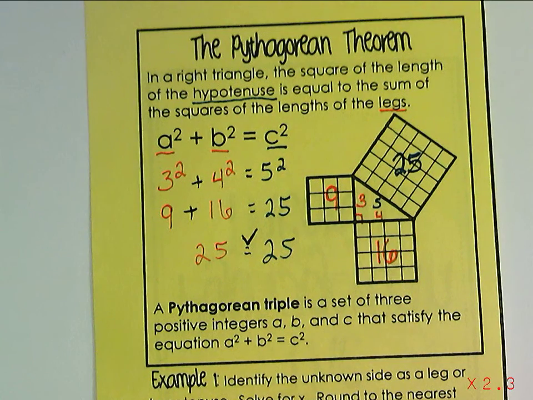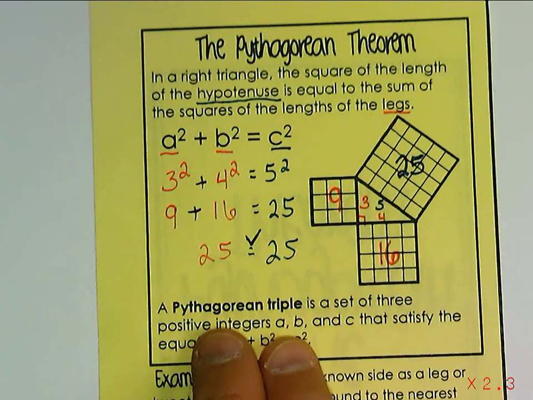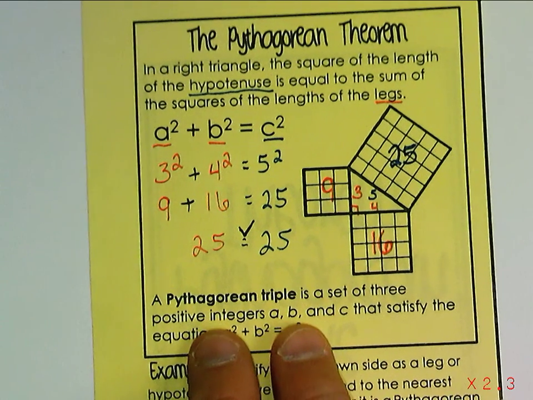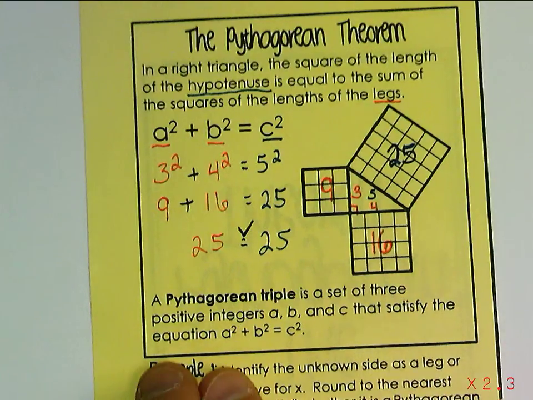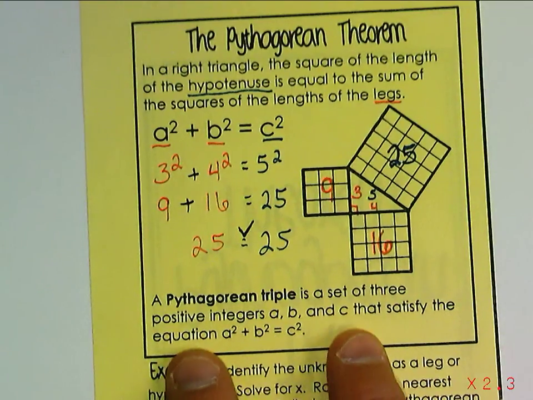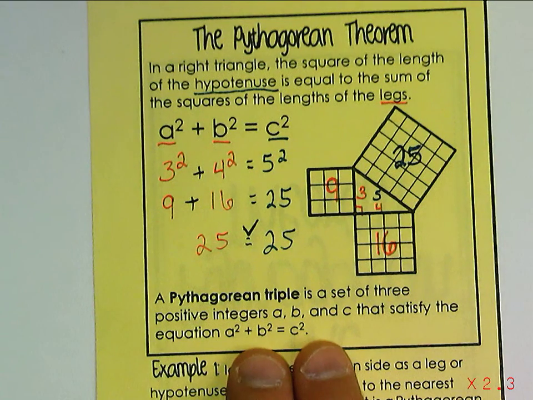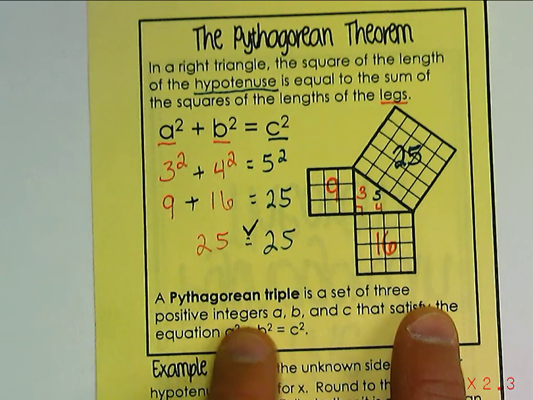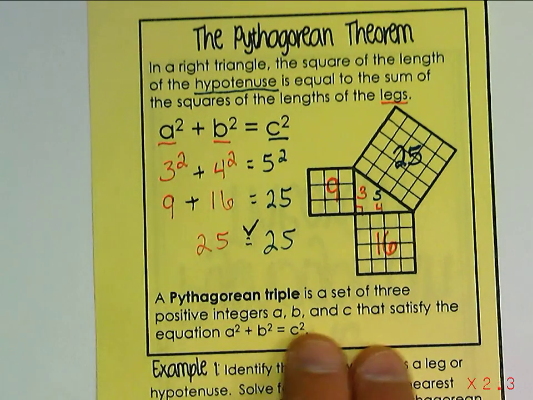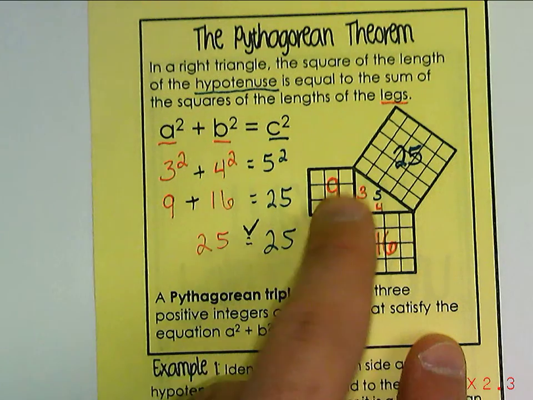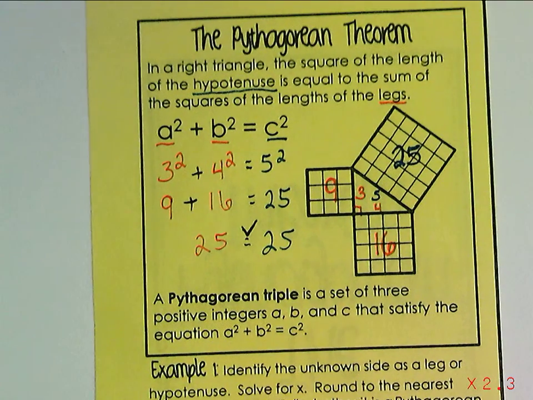And this is actually a special case which we call a Pythagorean triple. And a Pythagorean triple is a set of 3 positive integers, a, b, and c, that satisfy the equation a squared plus b squared equals c squared. And they mean positive integers 3, 4, 5. And they're positive because lengths are always positive. We would never have a negative length.